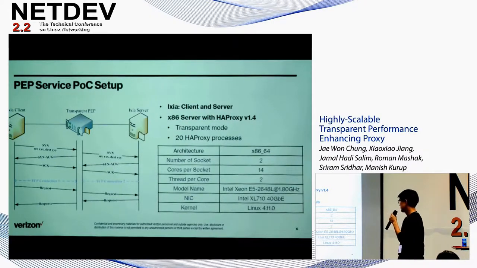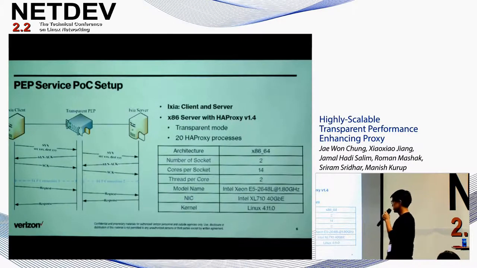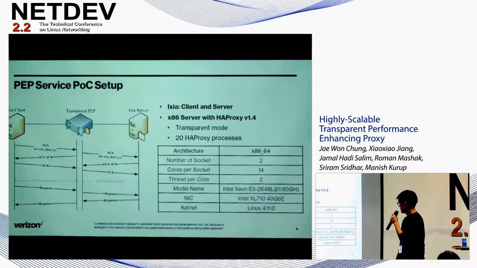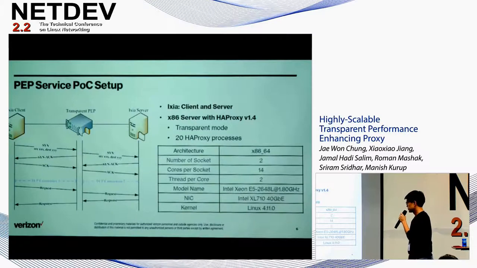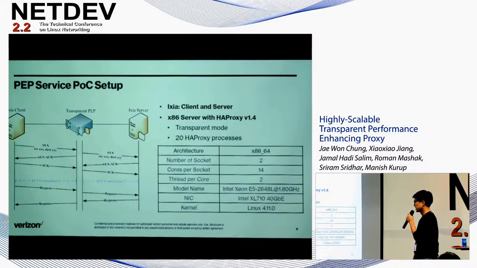So this summarizes our blade server, which has two NUMA sockets, and the CPU that we used is Intel Xeon E5. I believe this is Sandy Bridge. It has 14 cores and two threads per core, so basically 28 hyper threads. The NIC that we used for this POC was an Intel i40e card. And the kernel version that we ran was 4.11.0.